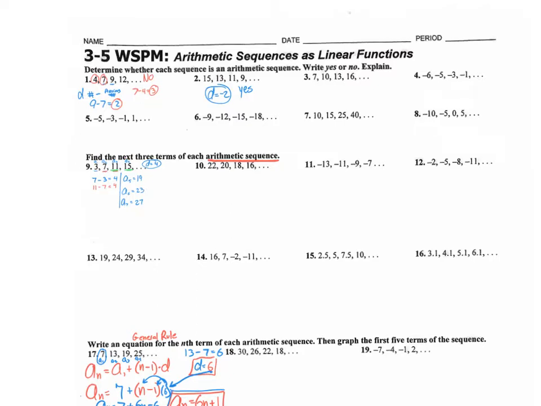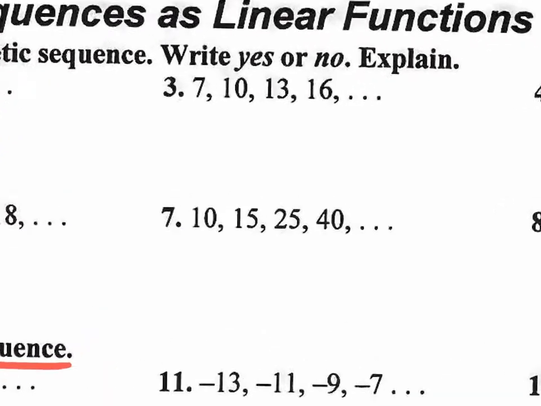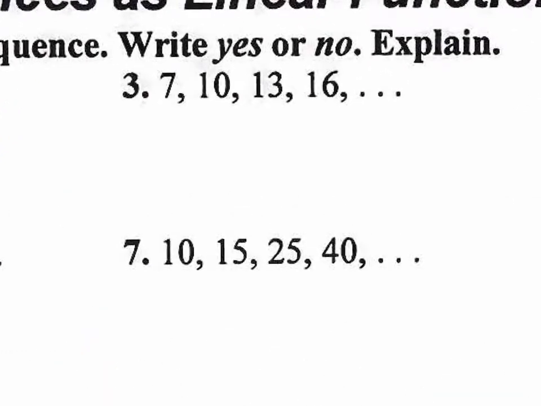So I'm going for another video explaining more of these questions. Again, on the first part, all you're doing is checking to see if there's a common difference. If there is a common difference, then you say, yes, it's arithmetic. If there is no common difference, you obviously say, no, it's not arithmetic because there's no common difference.